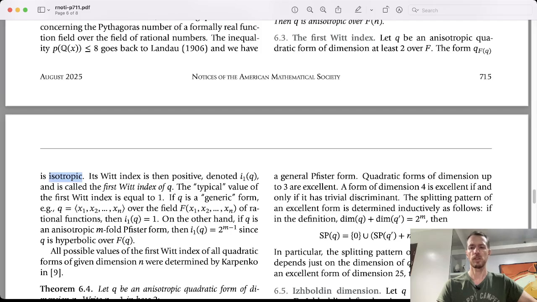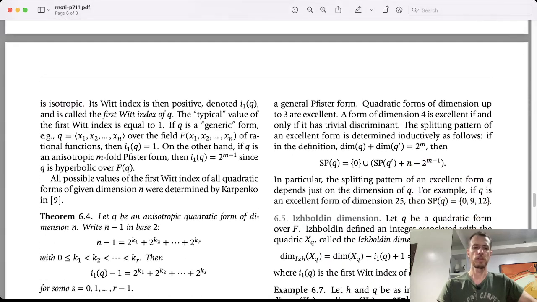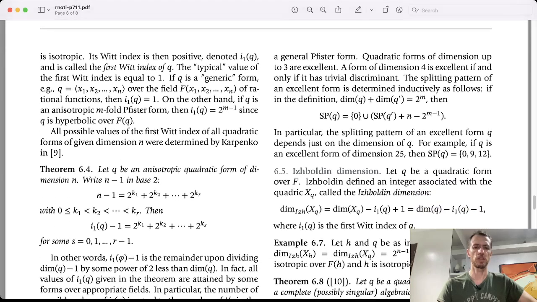I'm not sure what this big F of Q is, whether that's big F rationally adjoin Q or what. Its Witt index is then positive, denoted i1 of Q, and is called the first Witt index of Q. The typical value of the first Witt index is equal to 1 if Q is a generic form, e.g. Q equals x1 ... xn over the field F(x1, ..., xn) of rational functions. Then the first Witt index of Q is 1.